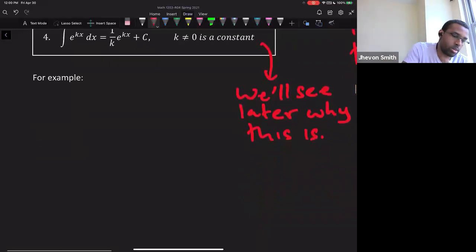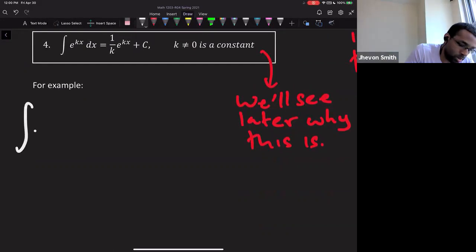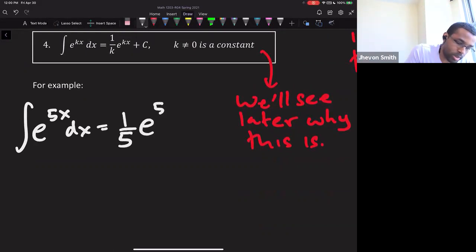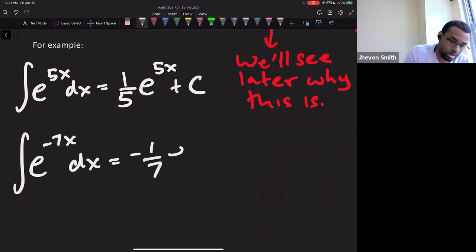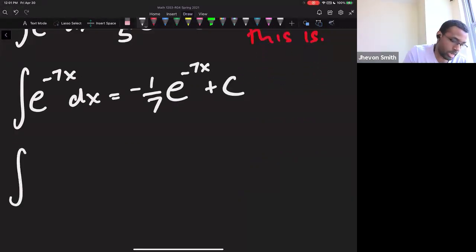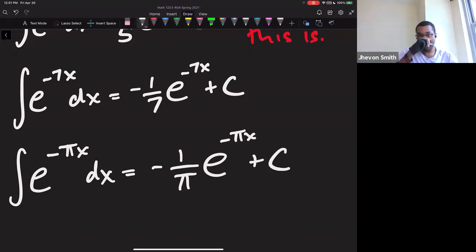But this can actually help you out with slight modifications to an exponential function. So for example, I know that the antiderivative of e to the 5x is just 1/5 e to the 5x plus c. Or I would know that the antiderivative of e to the minus 7x is minus 1 over 7 e to the minus 7x plus c, right? Or the antiderivative of e to the minus pi x is just minus 1 over pi e to the minus pi x plus c, right?